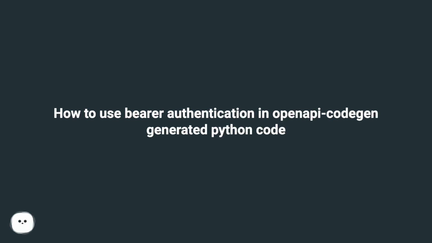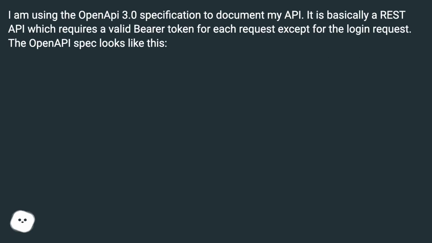How to use bearer authentication in OpenAPI-Codegen generated Python code. I am using the OpenAPI 3.0 specification to document my API. It is basically a REST API which requires a valid bearer token for each request except for the login request. The OpenAPI spec looks like this.